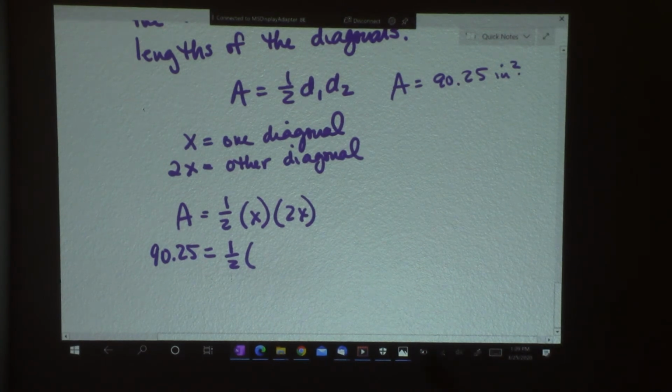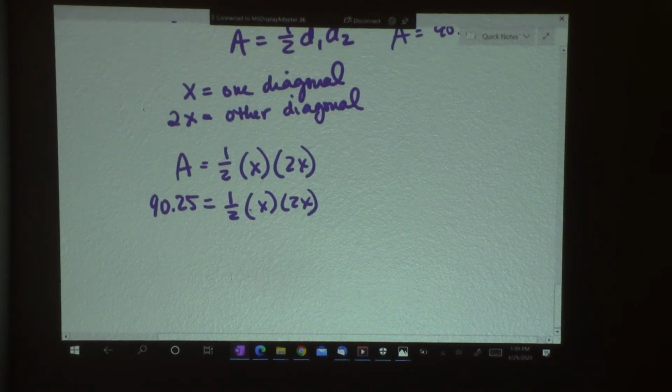So this becomes x and 2x. Now here, 1/2 and 2 cancel each other out. So I have 90.25 equals just x squared. So how do I get that answer? Well, I take the square root. And if I use the calculator, I find out that the 1 is approximately 9.5.